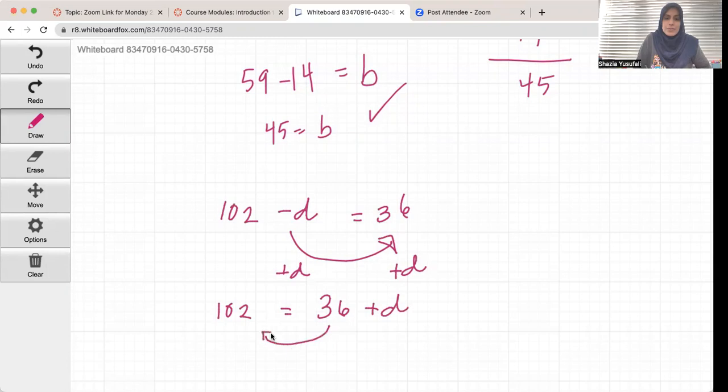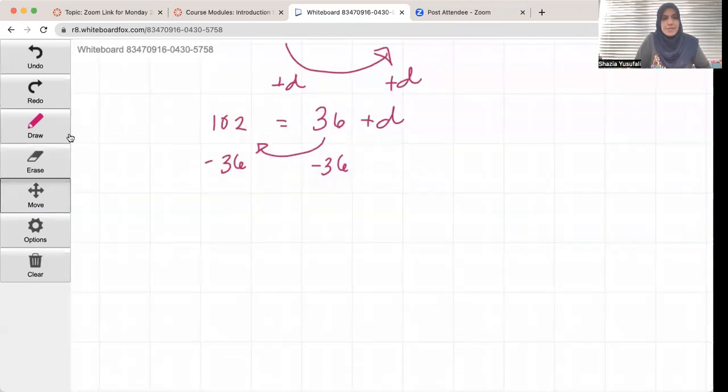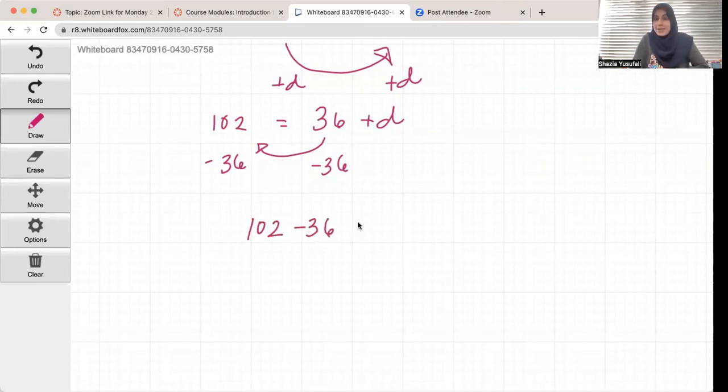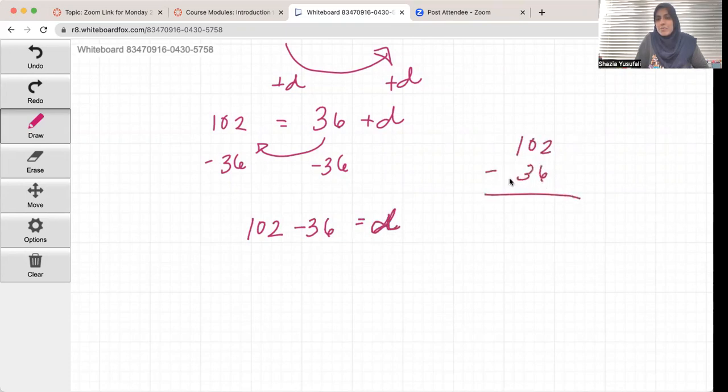Now we move the 36 on this side. So subtract 36, subtract 36. Easy peasy. We do 102 minus 36. We know our answer will be positive, equals D, right? Ooh, my D is not a good D. Let's do some calculating on the side. 36, right? We do move this. This becomes a 9. This becomes a 0.